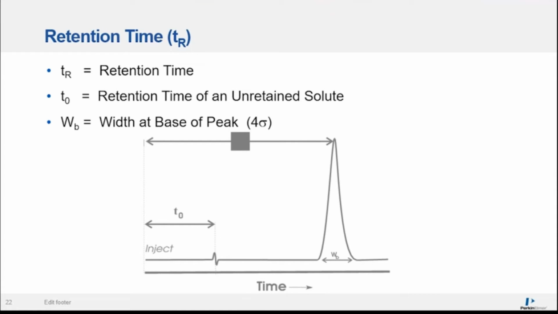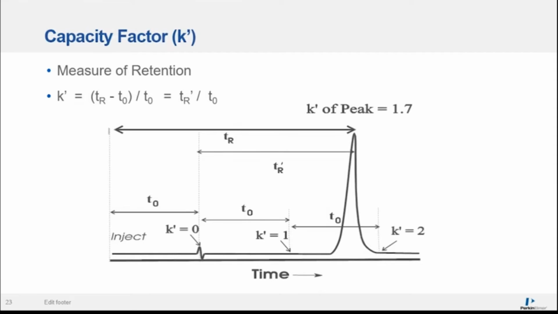Our next term is K prime, or capacity factor. This is a measure of retention. Every peak in a chromatogram has a K prime. The K prime is defined as the retention time minus the void time divided by the void time. Ideally, you would like your K prime values to be greater than 2. Why? Because that means your peak is interacting with the column and you are separating it. It is out of the void volume. The larger your K prime, the longer your retention time, the better the separation.